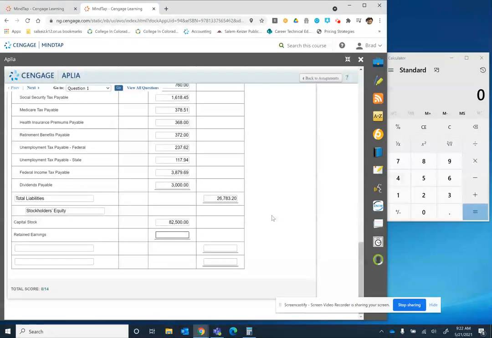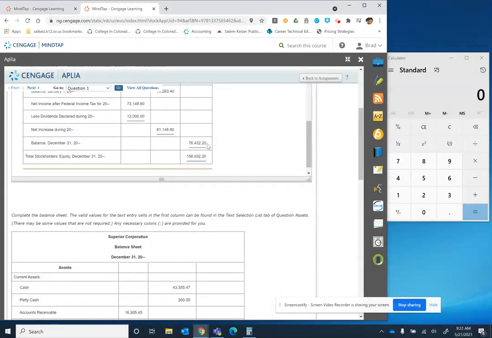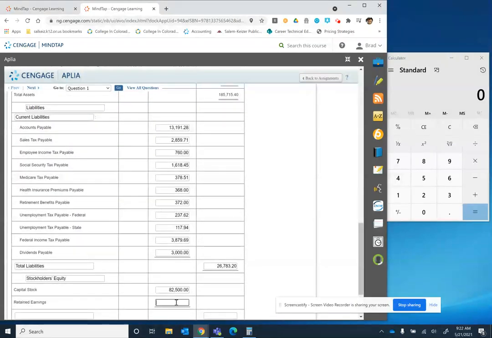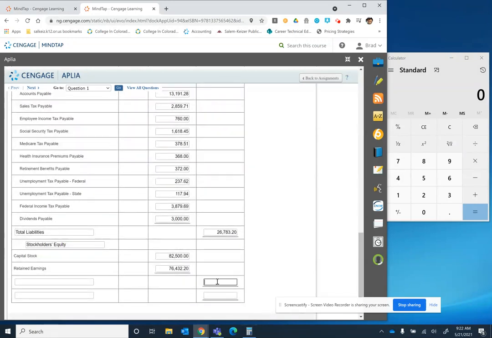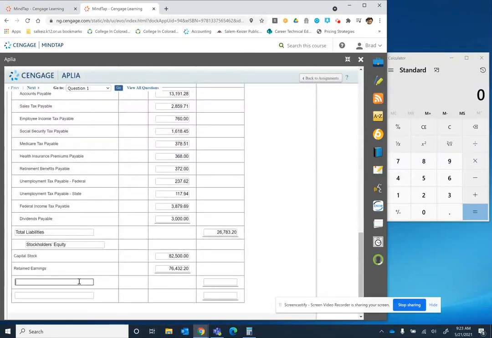Then we have our retained earnings. Again, we've already done the work for this as well. So our retained earnings is going to be $76,432.20. Now we would add these together. We've already done the work for this as well. So if we go back here to look at this, total stockholders' equity is $158,932.20. So we'll record right here our total stockholders' equity.